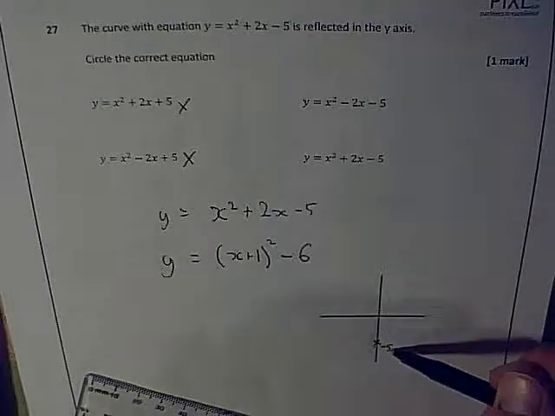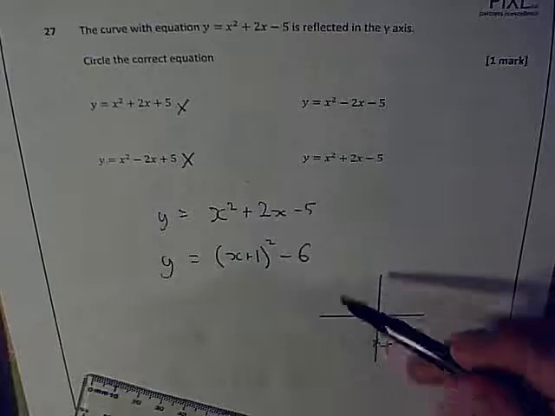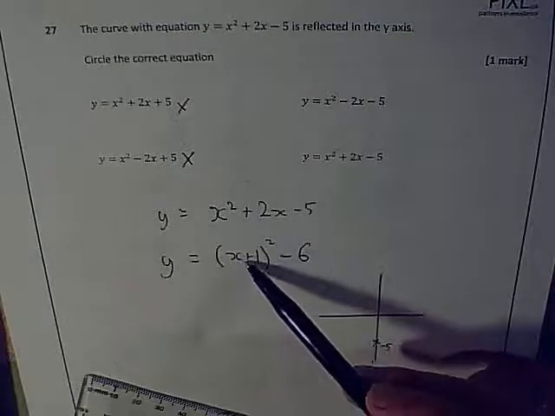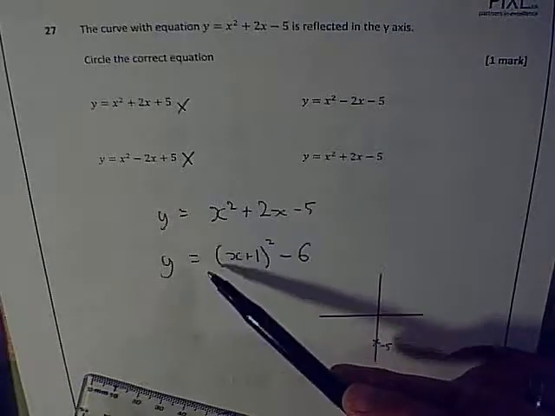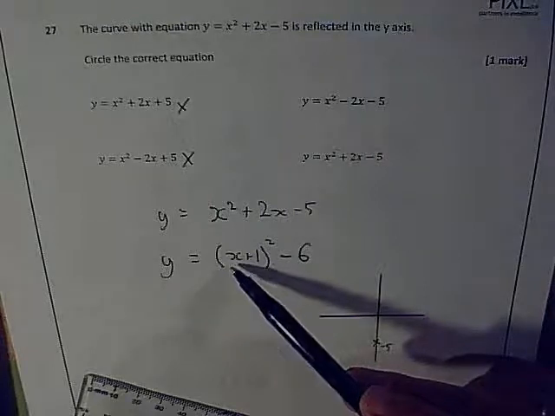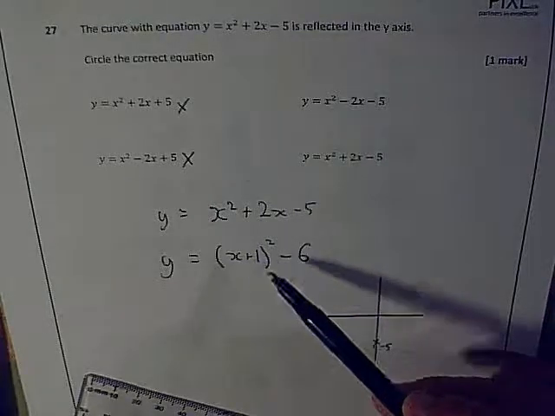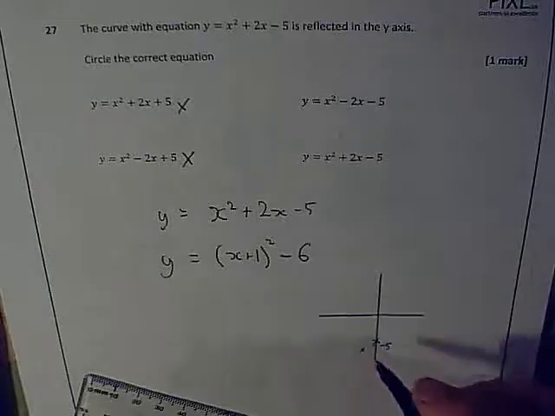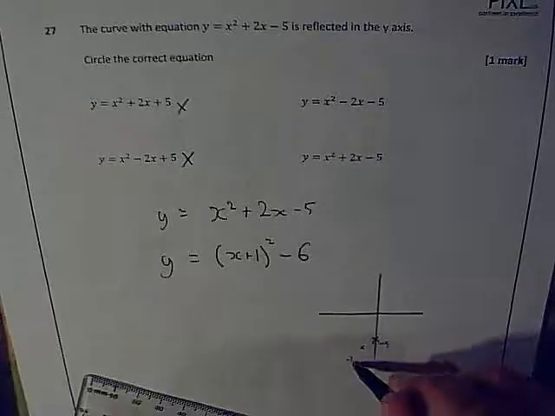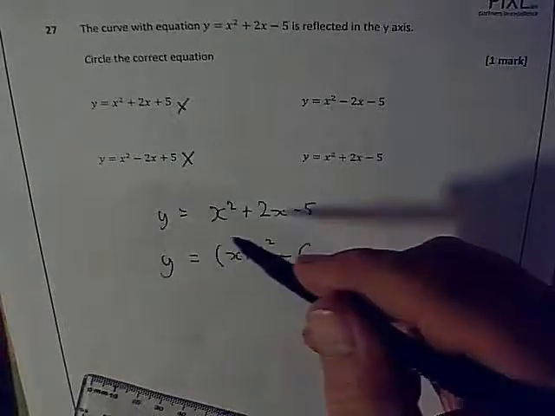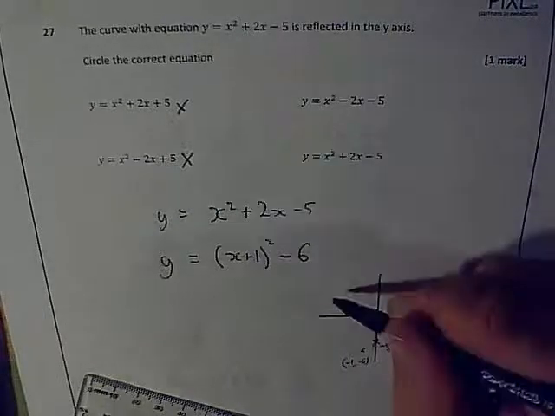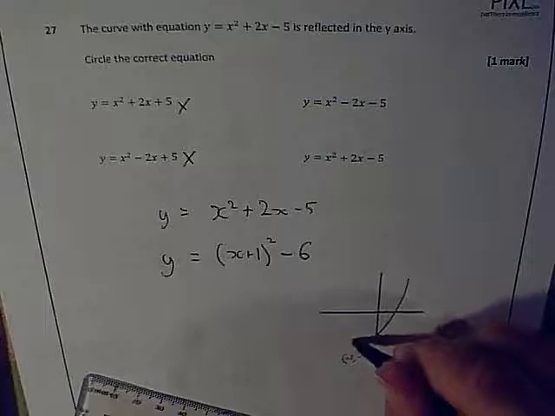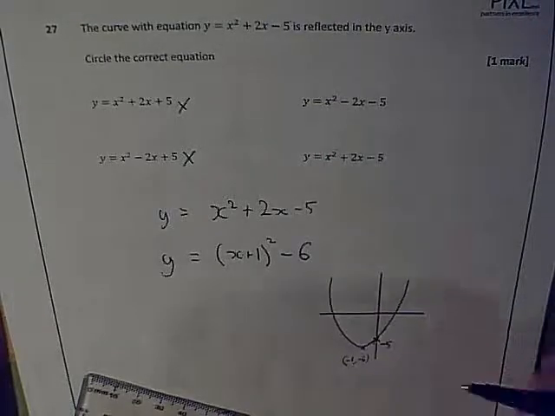So the question is, does it go like that, or does it go like this? And if it's x plus 1, what value of x will make this bit 0? And the answer is minus 1, because when it's minus 1 plus 1, that makes that 0. So this is at its lowest point here, which is the point minus 1, minus 6. That's what completing the square is useful for in terms of visualizing these. So I've now completed that sketch of what this graph will look like.